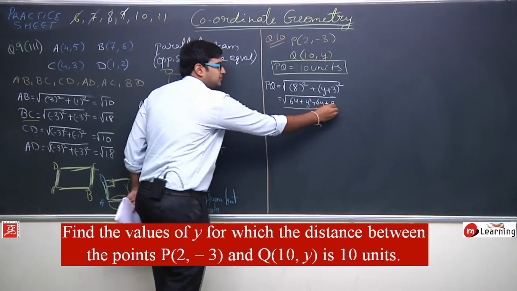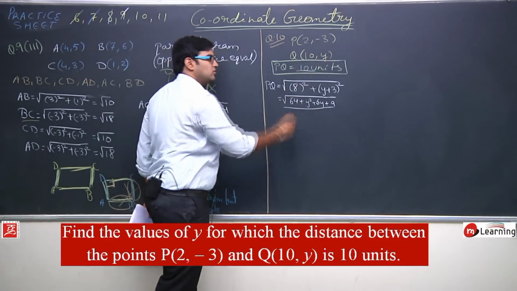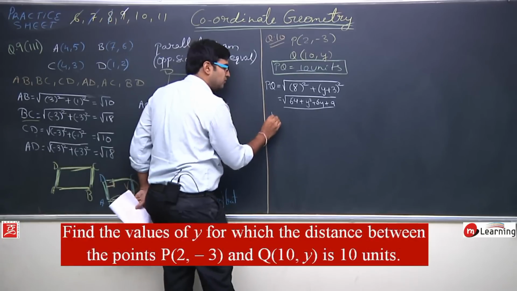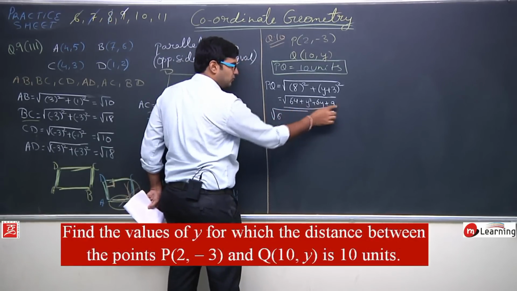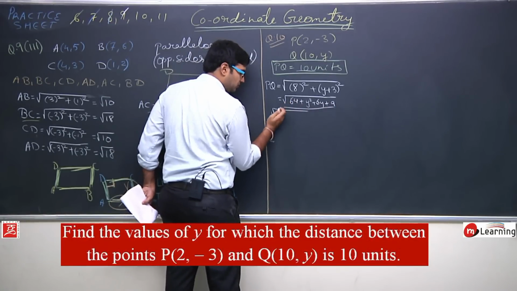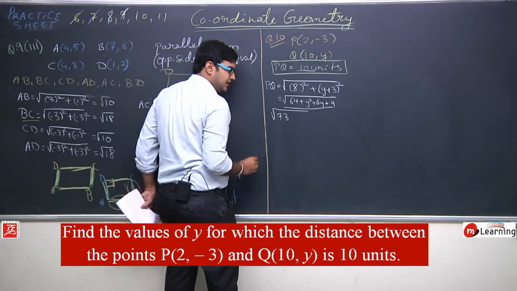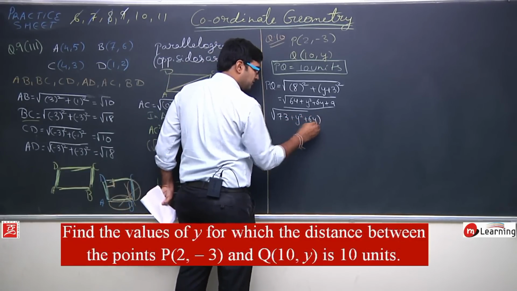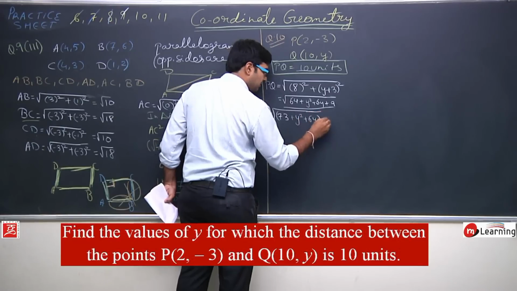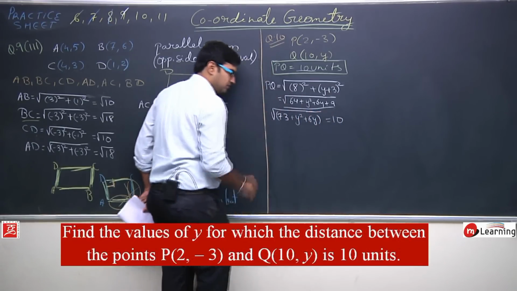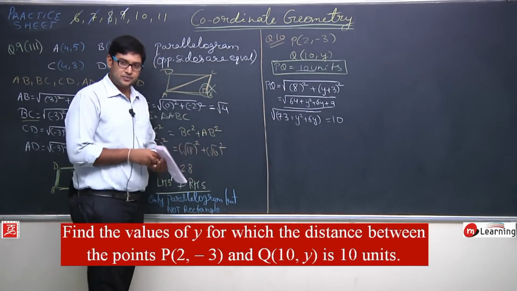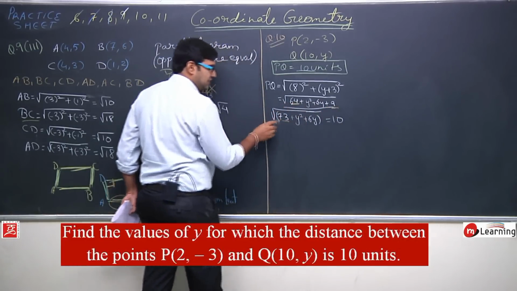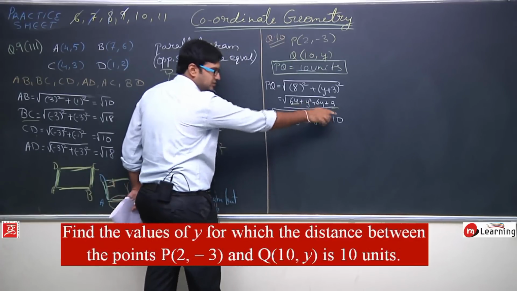Okay, so this is PQ and this is also PQ. What we can do, we can equate both the values. So by equating, you will get the square root of 64 plus 9, which will give you 73, plus y square plus 6y, equals 10. Okay, this is what we will get. Now this is 73 because 64 plus 9 is 73. This y square as it is, 6y as it is, equals 10.